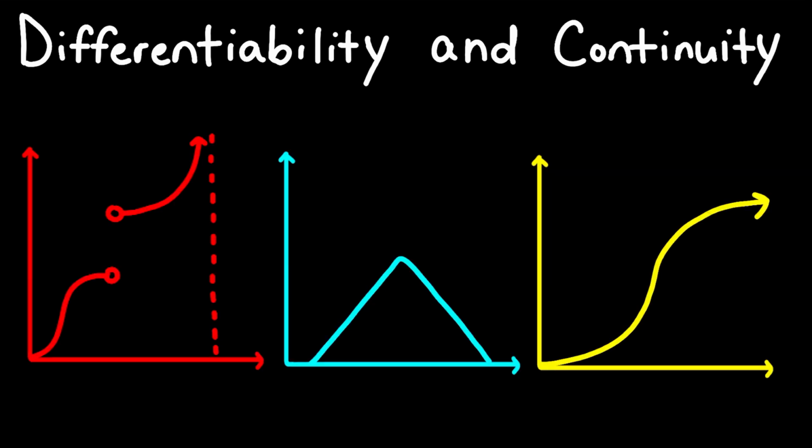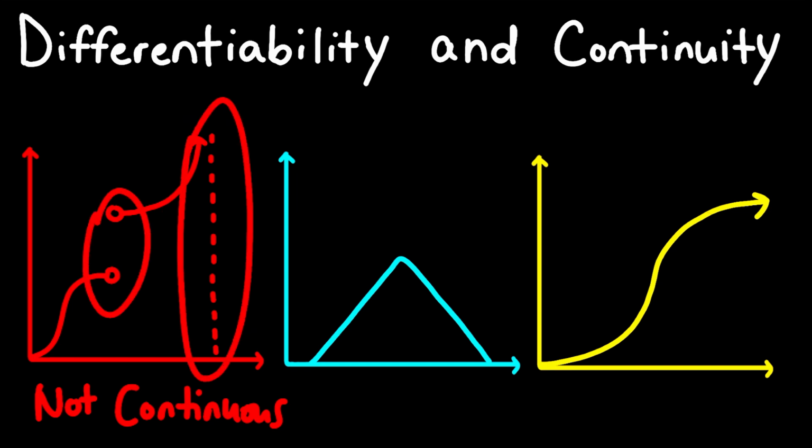And so now we're going to dive into the three main ways that a function won't be differentiable. The first of which is for the function to be not continuous at a point. So you can see here that in this red graph we have a jump discontinuity as well as a vertical asymptote discontinuity, which means that at these specific points the function is not differentiable.